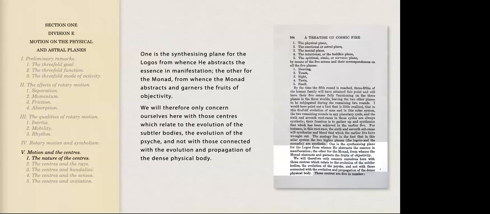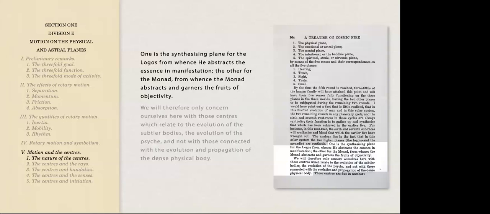One is the synthesizing plane for the logos, from whence he abstracts the essence in manifestation. The other for the monad, from whence the monad abstracts and garners the fruits of objectivity. We will therefore only concern ourselves here with those centers which relate to the evolution of the subtler bodies, the evolution of the psyche, and not with those connected with the evolution and propagation of the dense physical body.